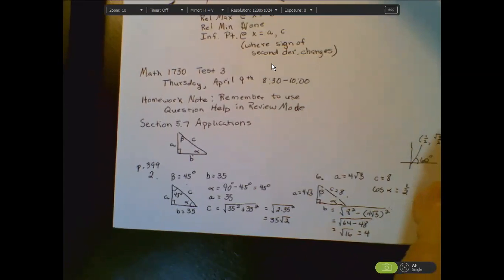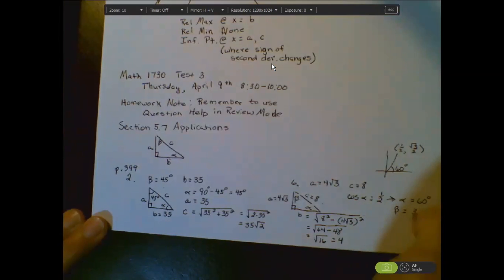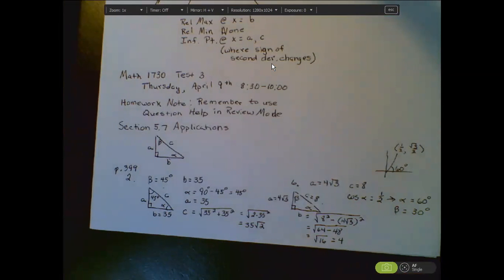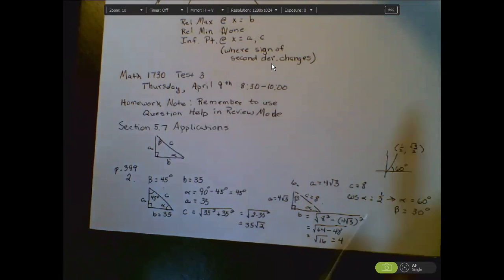Alpha is 60 degrees, and that tells us pretty easily what beta has to be. If alpha is 60 degrees, then beta has to be 30 degrees. All right, so we solved 2 right triangles and found exact answers. One, we were given a side and an angle. One, we were given 2 sides. Now we have some that just say find a decimal approximation.